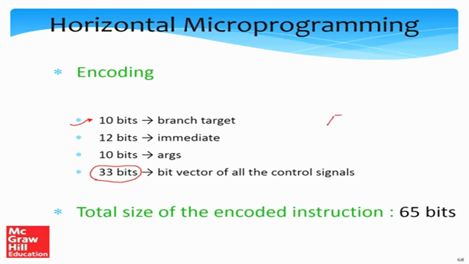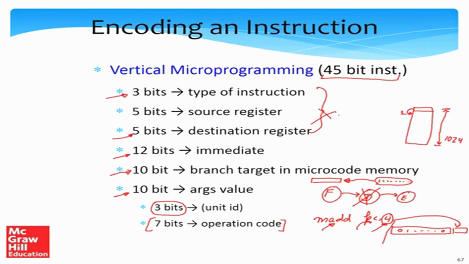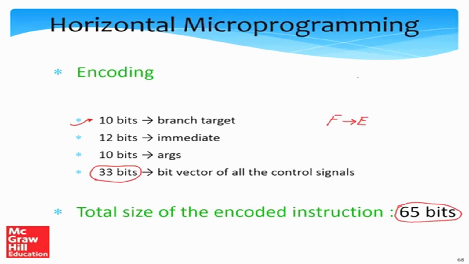So this will essentially be a 2-stage processor where you have fetch and execute. The advantage is we are getting rid of the decode stage, so our logic will be simpler and the processing will be faster. That's the advantage of horizontal microprogramming. The disadvantage is that we'll have a longer instruction. It will require more bits to store, 65 bits as compared to 45 bits for vertical microprogramming.